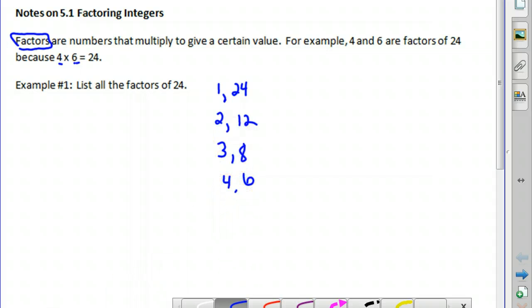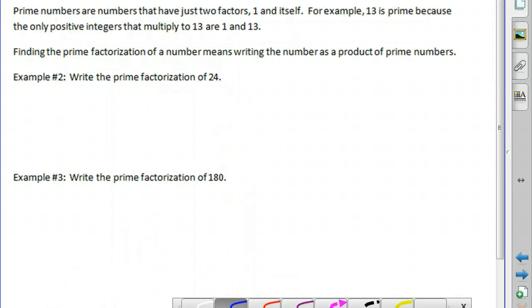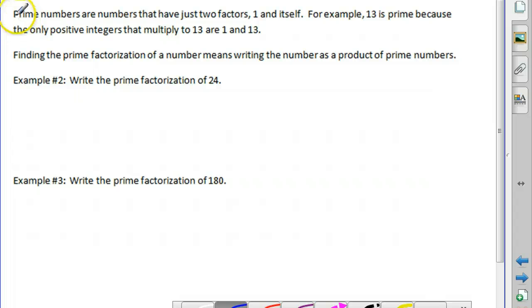Let's take a look at prime factorization and prime numbers. Prime numbers are numbers that have only 2 factors. So the number 1 itself is not prime. There has to be 2 factors, 1 and itself. So for example, 13 is prime because the only positive integers that multiply to give 13 are 1 and 13. Another example of a prime number would be 7 or 5.